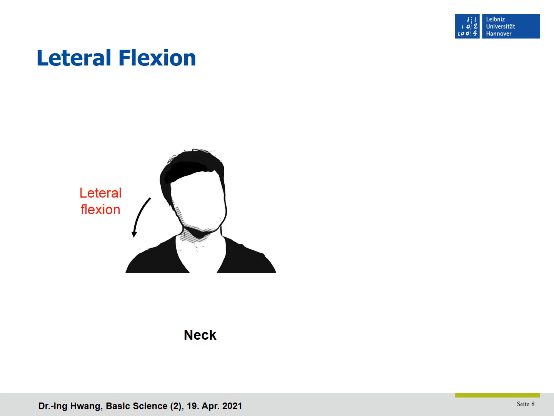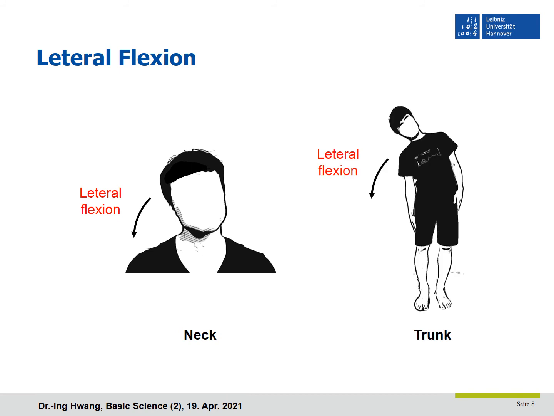On the other hand, there is lateral flexion. On the left, you can see lateral flexion of the neck, and on the right, this is for the trunk. As you see, this is a bending motion toward lateral direction. In the standard position, lateral flexion is observed on the coronal plane. So you can say lateral flexion is coronal plane motion.